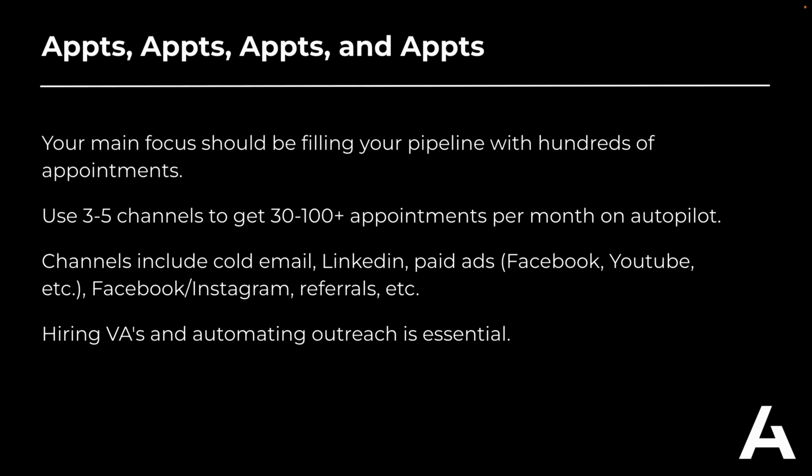Eventually, you want to use 3 to 5 channels to get you 30 to 100 appointments per month on autopilot. These channels could include cold email, LinkedIn, Facebook ads, YouTube, Instagram, whatever it may be. You want to get 3 to 5 killer channels that are getting you appointments on autopilot. And then we're going to look at hiring VAs, appointment setters, sales reps to automate outreach, as that is essential if we want to scale. So remember, you want to get 3 to 5 rock solid outreach channels that are going to get you 30 to 100 appointments every single month on autopilot.